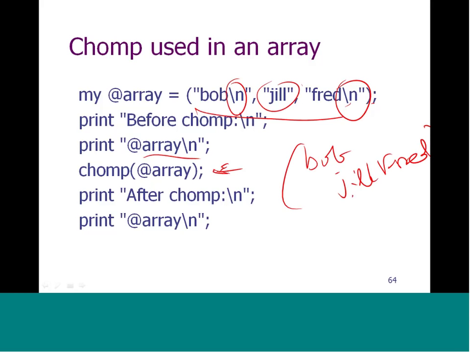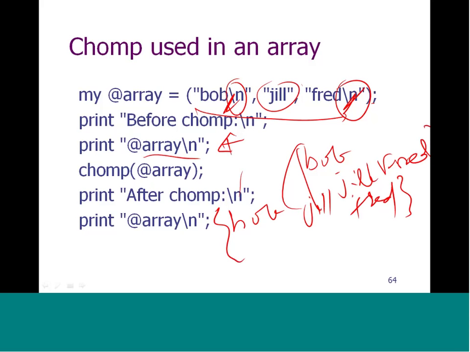This is the same as this chomp array. So this is the same as this here. Print this information. Now let's see what happens when you do a chomp on this array. When you do the chomp on the array, these two new lines are taken out. So then the array will simply be Bob, Jill, and Fred, and this is probably what we want to do. So that's basically using the chomp function.